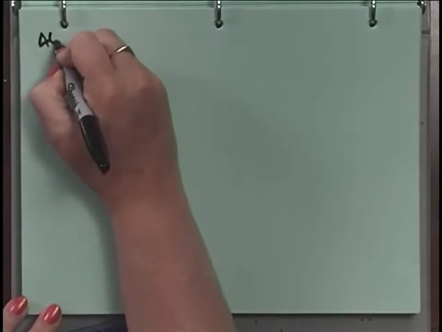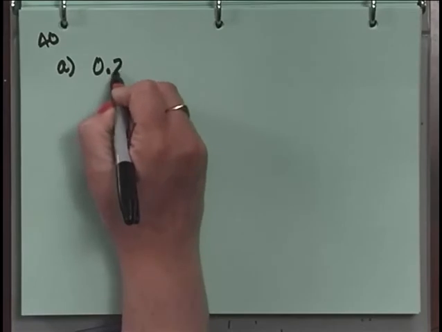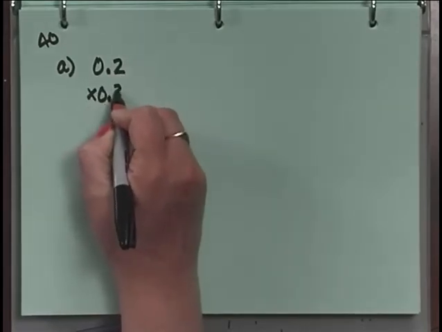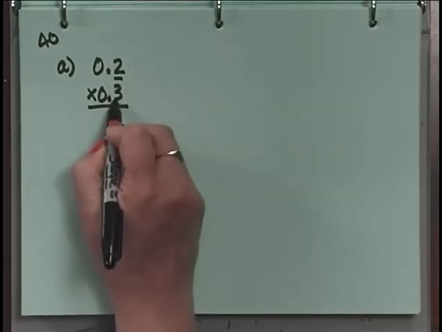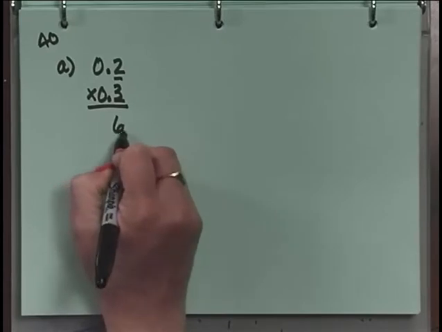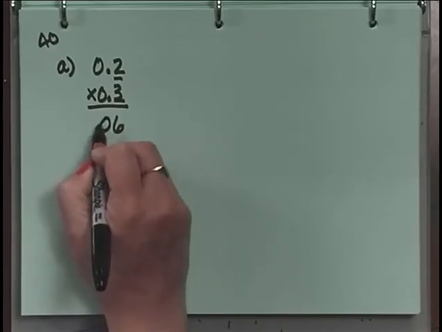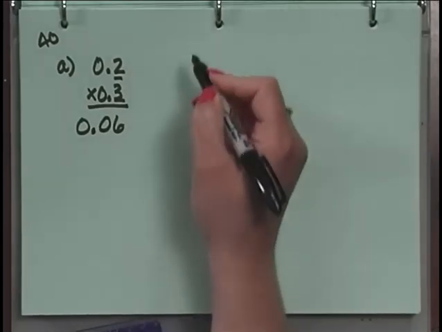Practice problem A says to simplify, and we're asked to simplify 2/10 times 3/10. Well, 2 times 3 is 6, but we need 2 place values here and here. So as we count our places moving to the left, we would insert a 0 as a placeholder. And then our product would be 6/100.